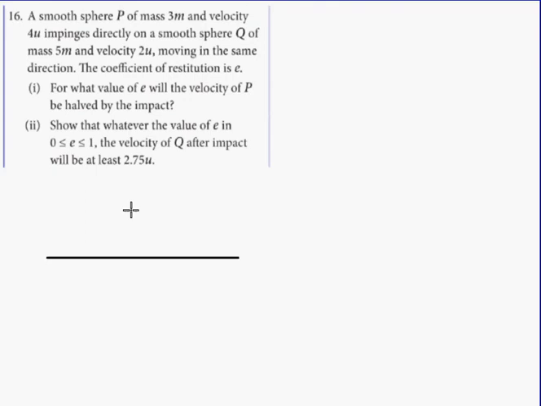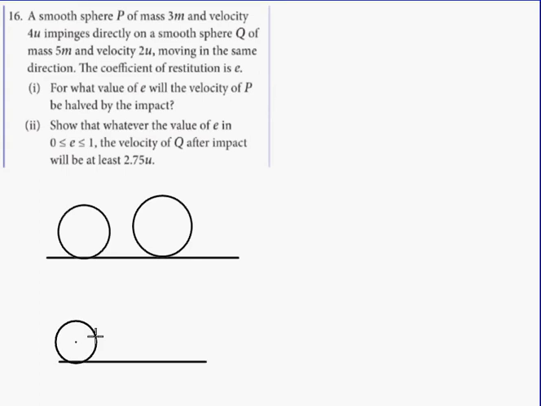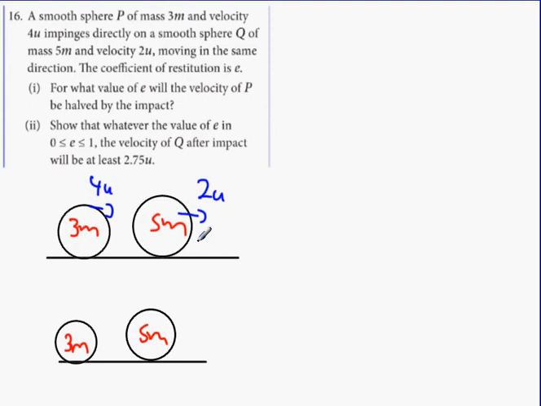Okay, so what we're going to do is set up our before and after system. So there's one of them there, and then the second one would be just this here. So our two spheres colliding into each other, before and after. Starting off, that's 3m, the other one's 5m, and the same after. Then put in our values: 4u, and this one's going 2u in the same direction. And then after impact we have v1 and v2.